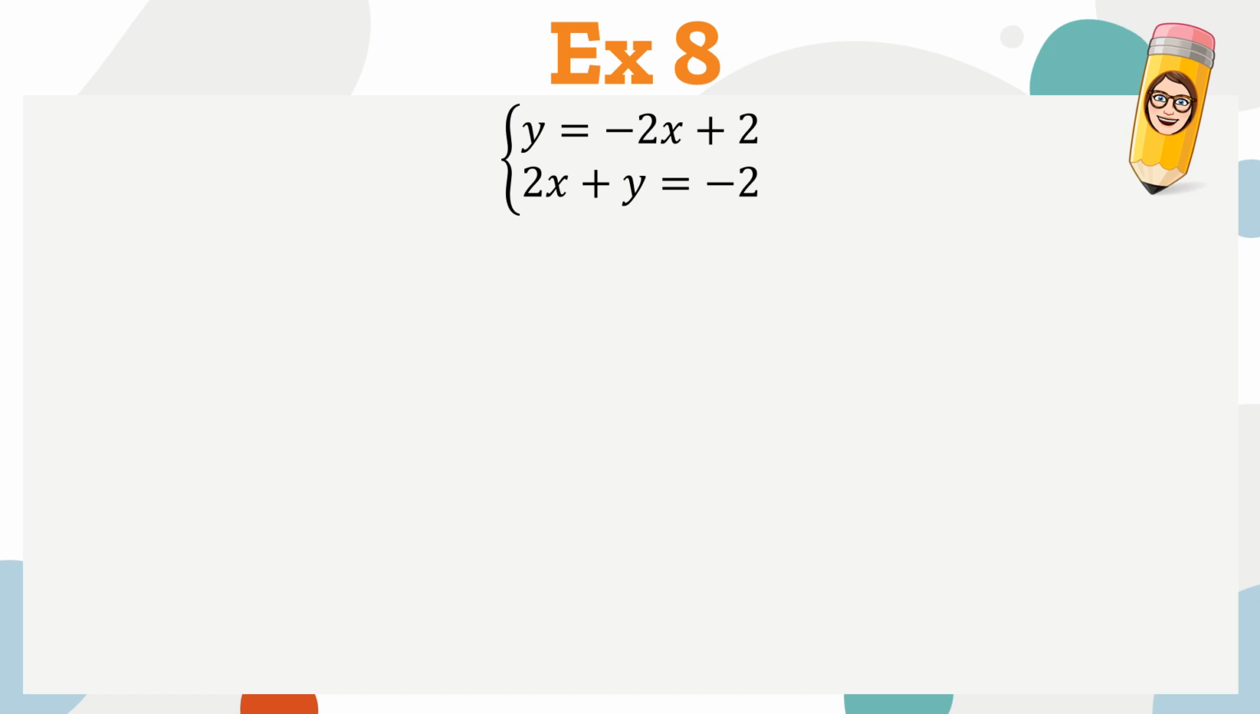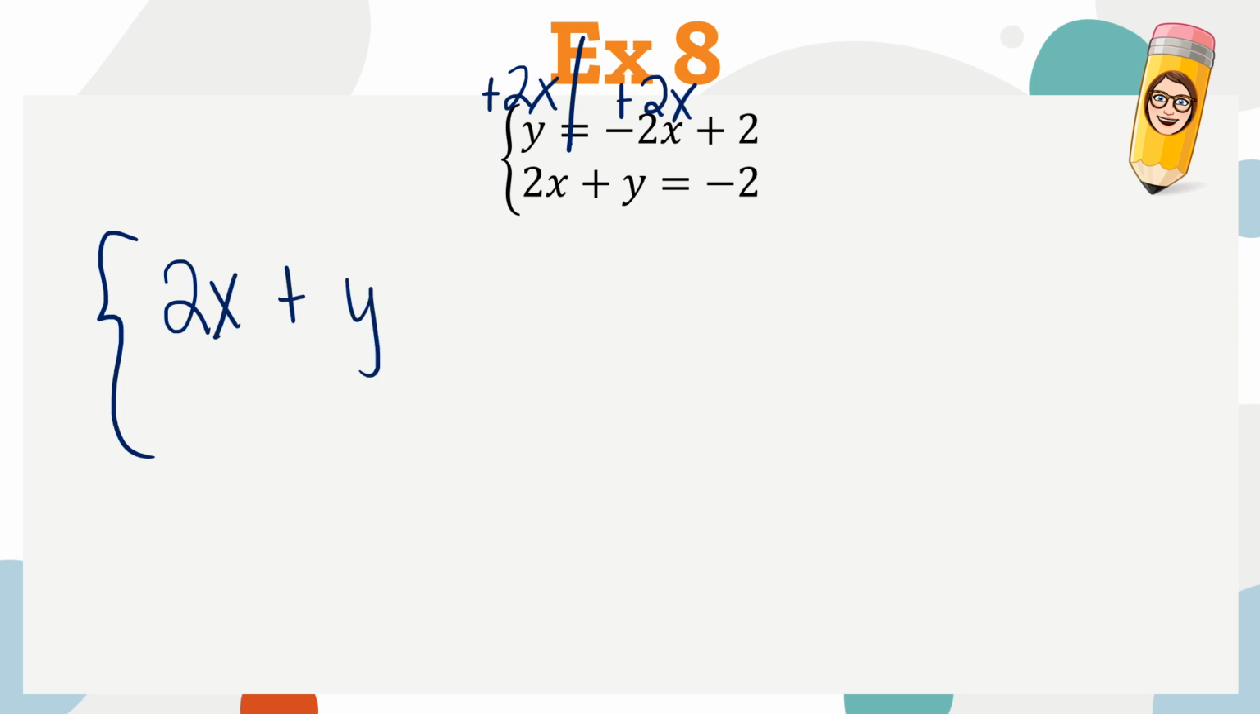Example 8. Let's start by rearranging. In the first equation, the y is on the left, but the x is not. So I need to add 2x to kick it to the other side of the equation. So as I write my system, that means I have a positive 2x, a positive y, and a positive 2. Look at the second equation. It's already in order. So I am just going to rewrite what I have.